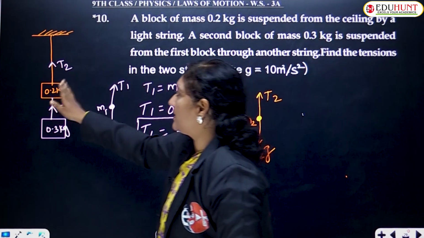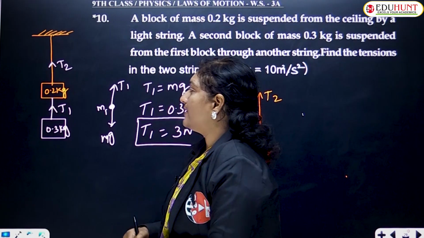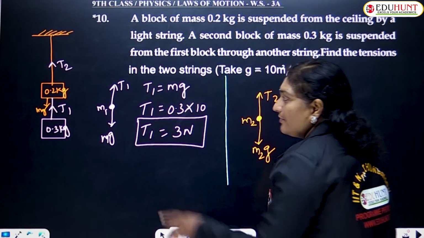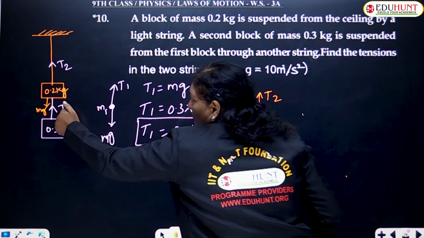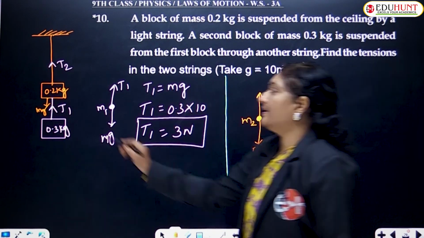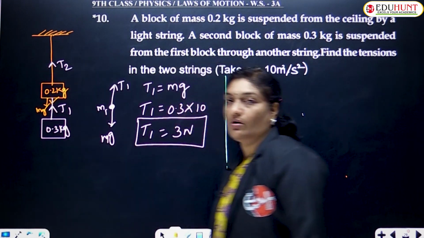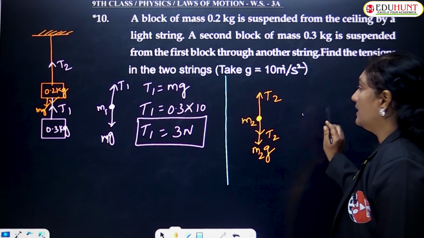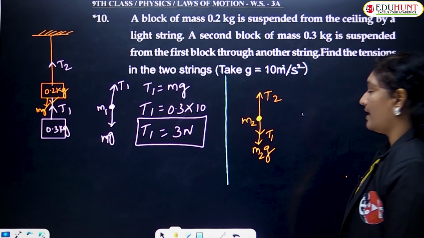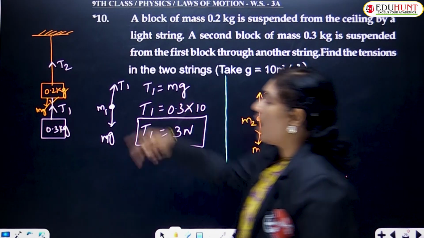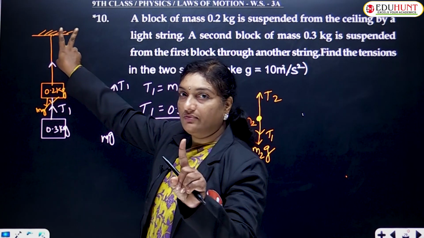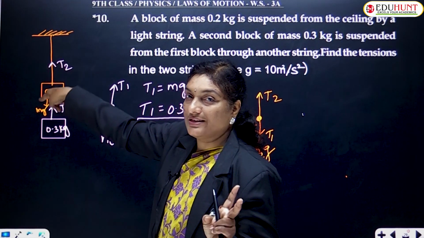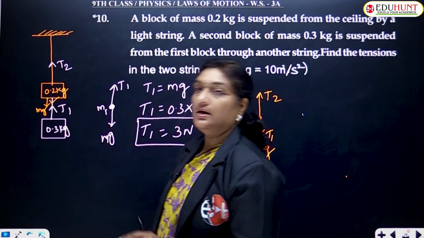So to this block, tension T2 is acting upwards, and the weight of the block, m2g, is acting downwards. But if you observe carefully, along with m2g, one more force is also acting downwards, that is tension T1 acting along the string downwards. This should be clear, children. So how many forces are acting upwards? Only one force, that is tension T2. How many forces are acting downwards? Two forces: one is the weight of the body, the other is the tension due to the first body.